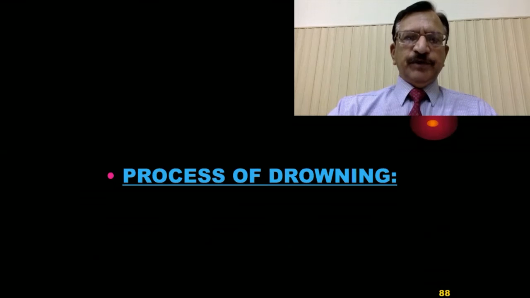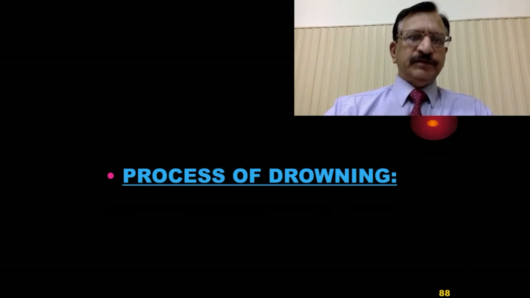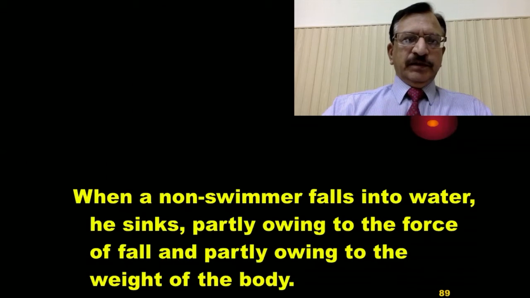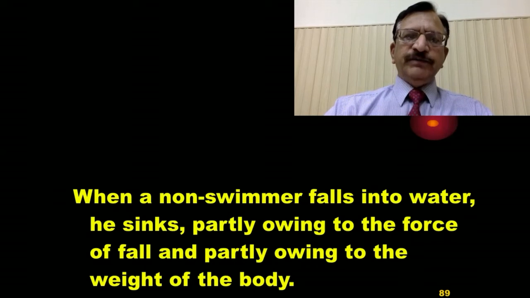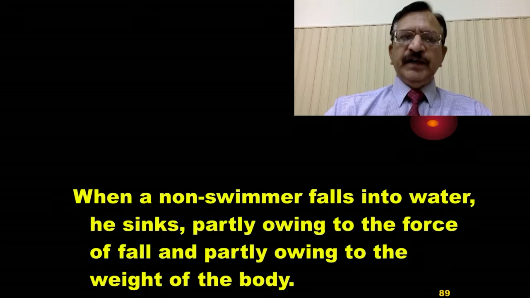Now the process of drowning. How does drowning happen? When a non-swimmer falls into water, he will initially sink, partly owing to the force of the fall and partly because of the weight of the body.